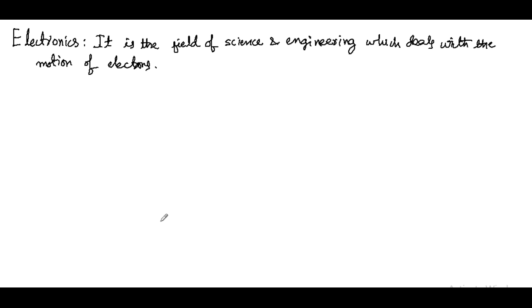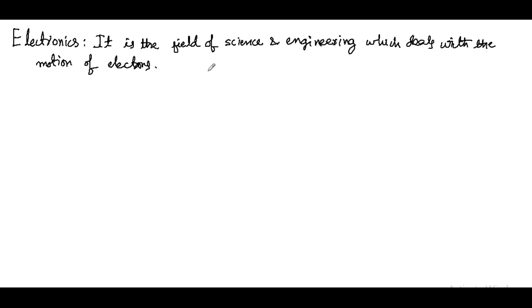Hi, welcome back. In this video, I want to explain the basic definitions of electronic devices. First of all, we have to discuss what is electronics, what is an electronic device, which type of materials are used in this, and some standard values. First of all, we go to the definition of electronics.